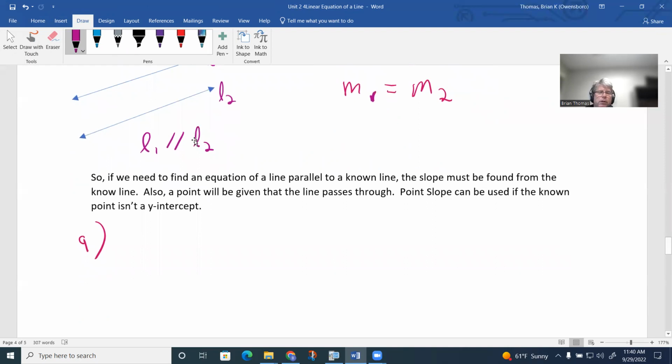So if we want to write an equation involving parallel lines, let's see what we have here. If we need to find an equation of a line parallel to a known line, the slope must be found from the known line. Also, a point will be given that it passes through. So if we have a point given as well, the point-slope form can be used to help us create an equation of a line if we don't know the y-intercept itself.